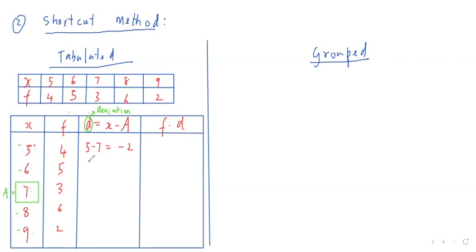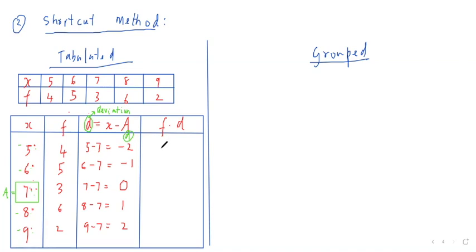And the second one is 6 minus 7. So how far away is 6 from 7? It's -1. And the next one is 7 minus 7. So how much is the deviation from the mean? 0. There's no deviation from the mean, right? 7 is the mean itself. Next, number eight is one further than the mean, so 8 minus 7 is 1. It's 1 after the assumed mean. And 9 minus 7 is 2 after the assumed mean. So that's your column of D's.